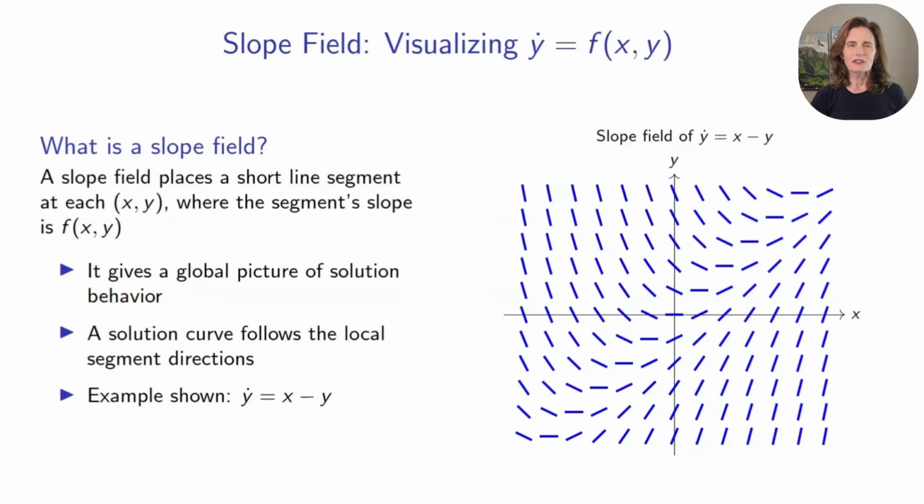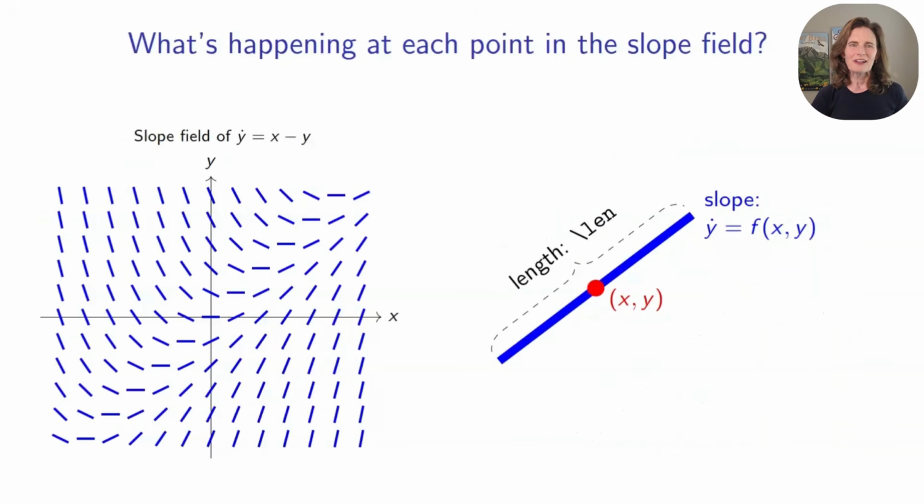The example here shows the slope field for y dot equals x minus y, which is the equation we'll code up first today. Let's zoom in on what's happening at a single point. At each grid point x, y, we draw a line segment of a fixed length, which I'm calling len. And the slope of that segment is f of x, y. Now let's build this in TikZ.